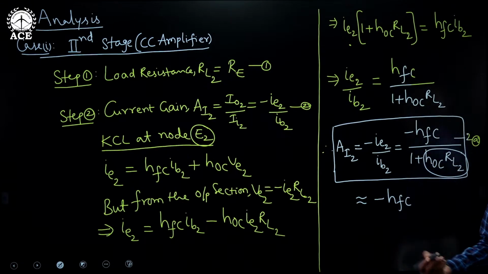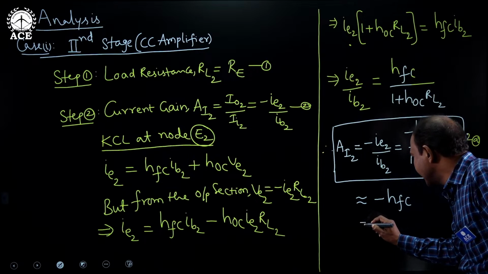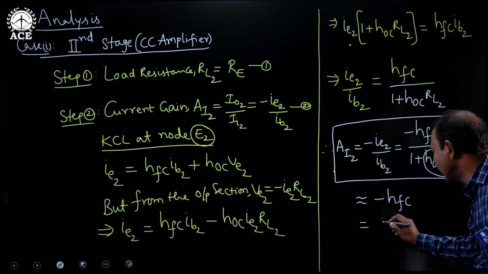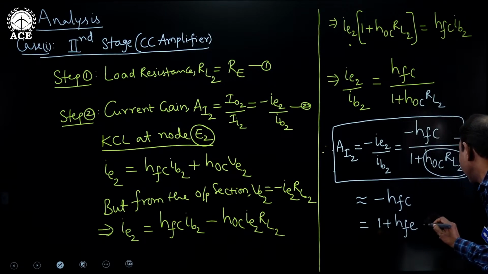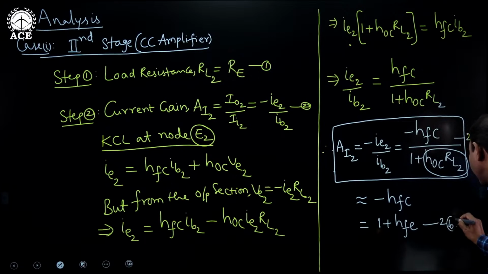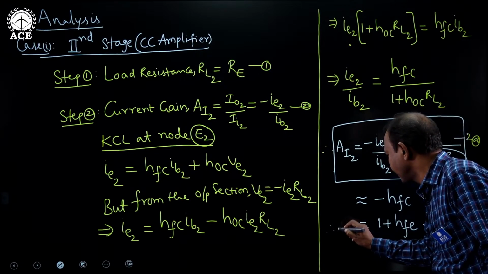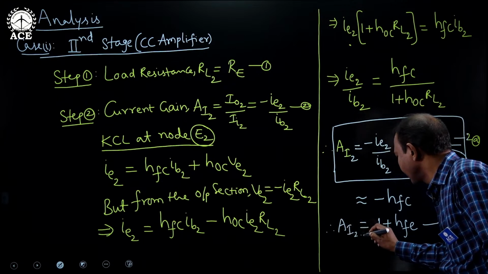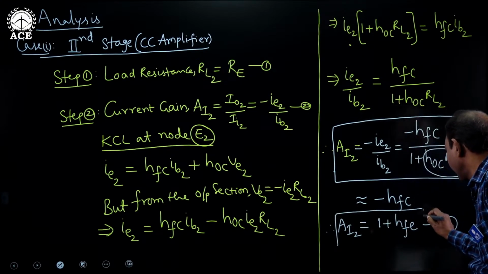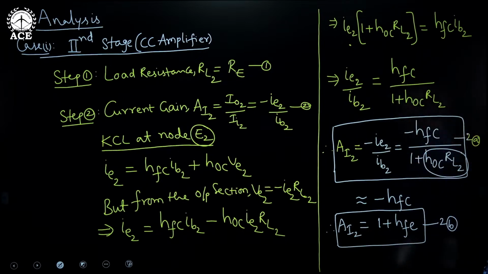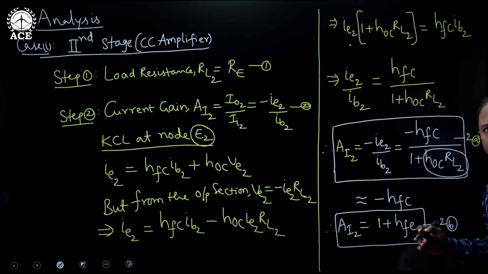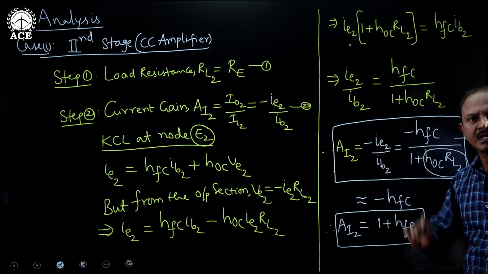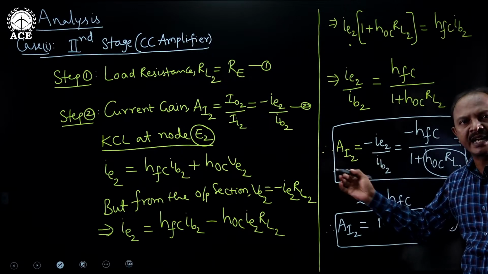And by using the H parameter conversion equations we already studied in the subject called EDC, HFC itself is minus of 1 plus HFE. So, we can write it as just 1 plus HFE. This is the complete analysis for current gain of the amplifier. Do you understand? This is the complete analysis for current gain.